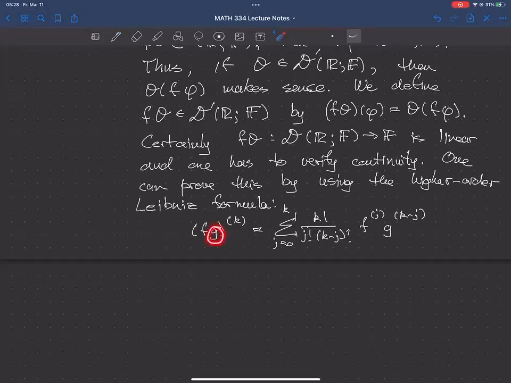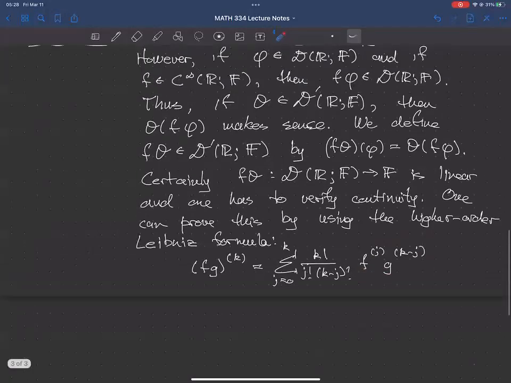If you take g to be phi, then in this formula for the derivative of f phi, you get the derivatives of phi, and I know that those converge uniformly to 0, and they're multiplied by the f's. On any compact interval, like the support of phi, f and all of its derivatives are going to be bounded. Because f is infinitely differentiable, you get something bounded times something that goes to 0, and so that'll go to 0.